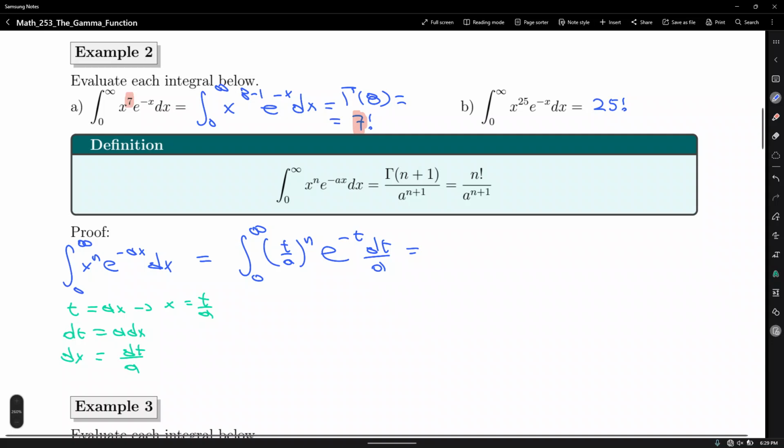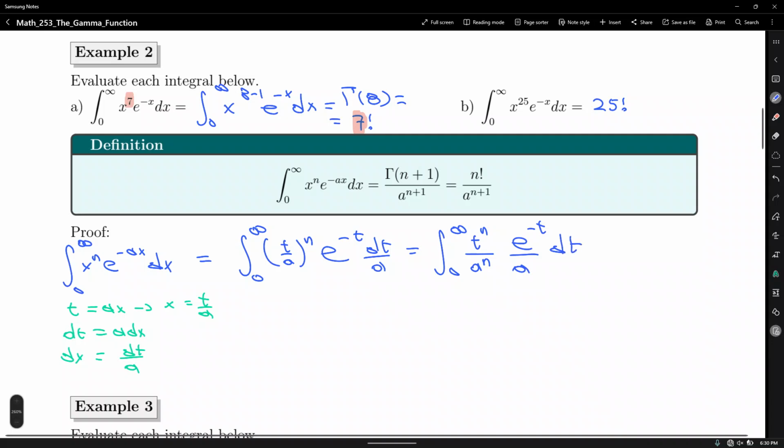Technically, I should set up the new limits of integration because we're going from the world of x to the world of t. But infinity over a is still infinity, 0 over a is still 0. So the limits of integration are still the same. Okay, what is this now? So this will be the integral from 0 to infinity of t to the n over a to the n, over e to the negative t over a, dt.